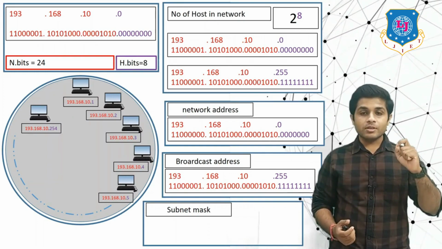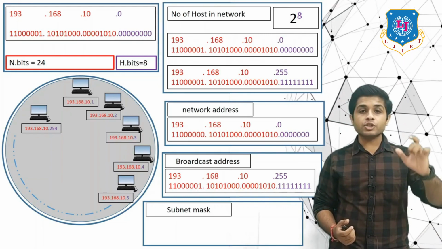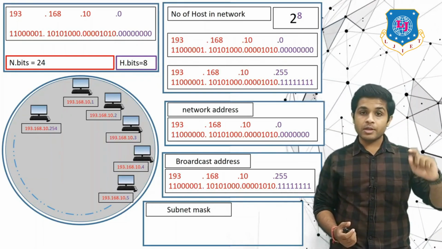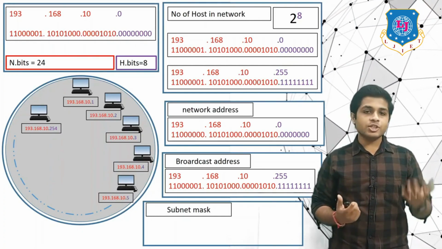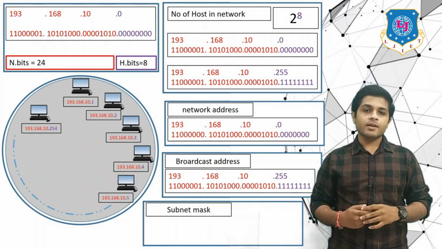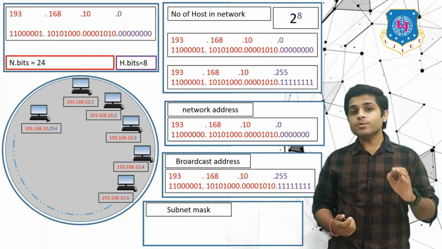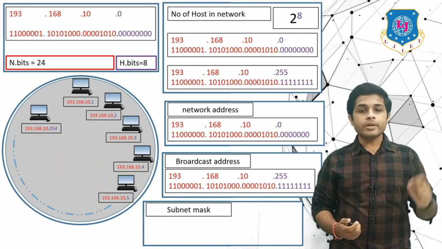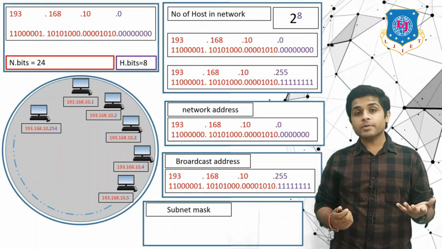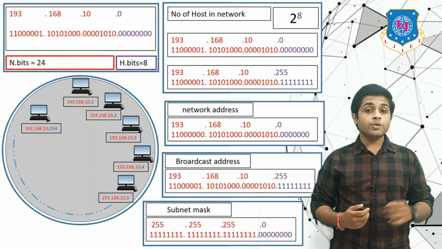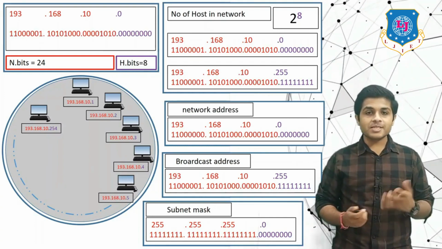Okay, so two things should be remembered: the value of the network bits should remain the same throughout the network, but the value of the host bits can change as the host changes. Now I want to find the subnet mask. To find the subnet mask, all you need to do is set all the network bits to 1 and set all the host bits to 0. So when you do that, you will get 255.255.255.0. But what is the subnet mask and why is it needed?